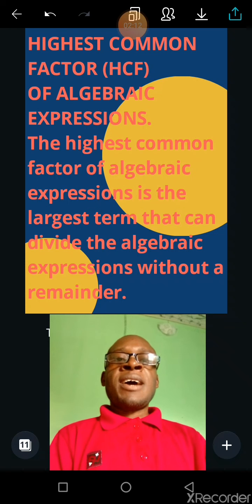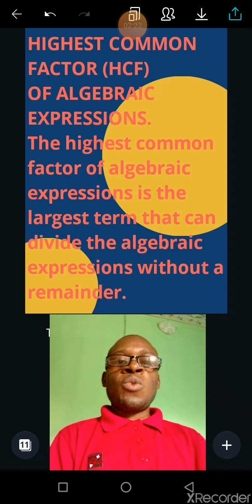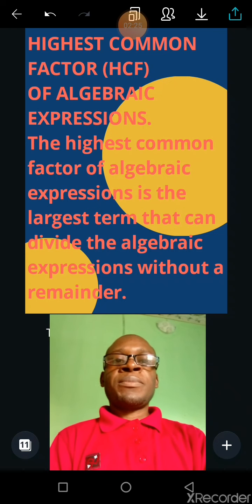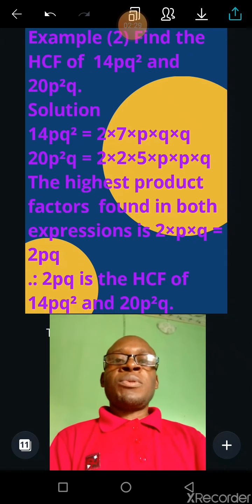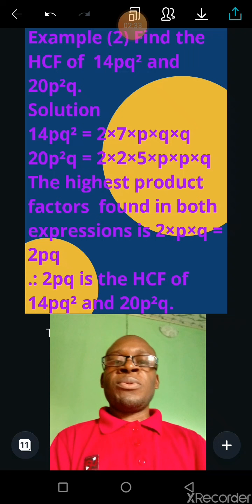The next is highest common factor, HCF, of algebraic expressions. The highest common factor of algebraic expressions is the highest or the largest term that can divide the algebraic expressions without a remainder. Example 2. Find the HCF of 14pq squared and 20p squared q.